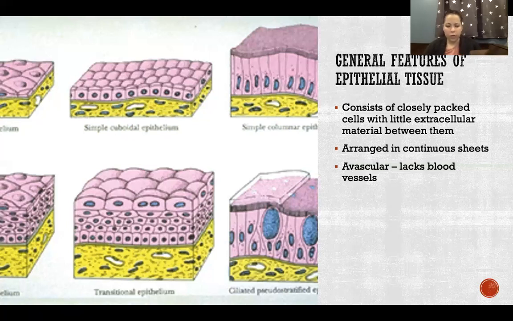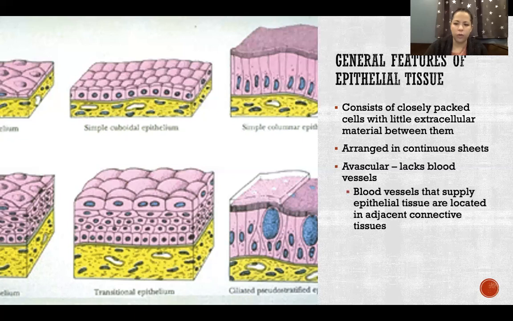Okay, so everything that's being exchanged with the cells of the epithelial tissue is happening through the next door connective tissue. So blood vessels that supply epithelial tissue are located in adjacent connective tissues. An example of that, if you think about your skin, if you just have a scratch on the surface of your skin, that scratch only happened in the epithelial tissue. So that's why just a light scratch on the skin doesn't make us bleed. We don't bleed just from that epithelial tissue all the way on the surface.